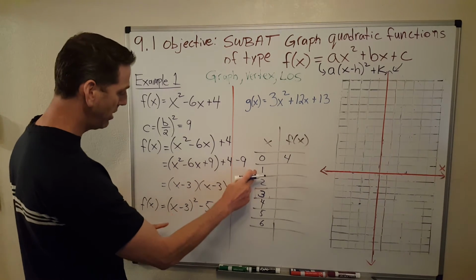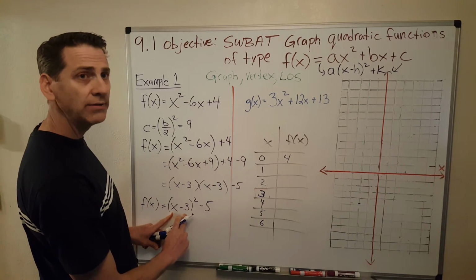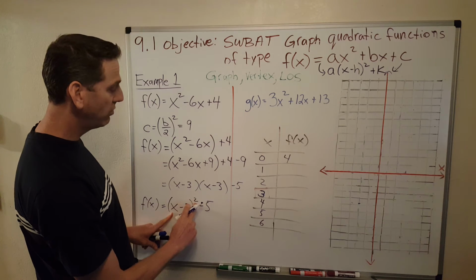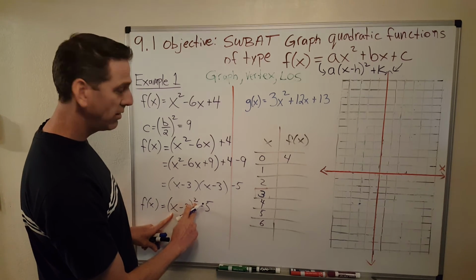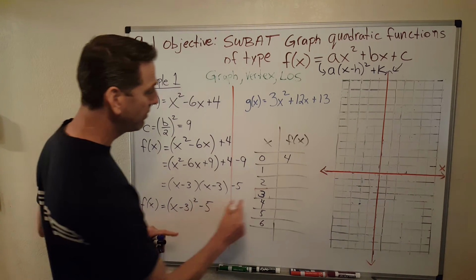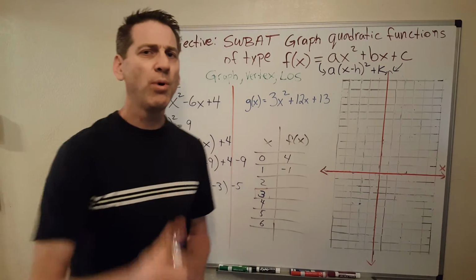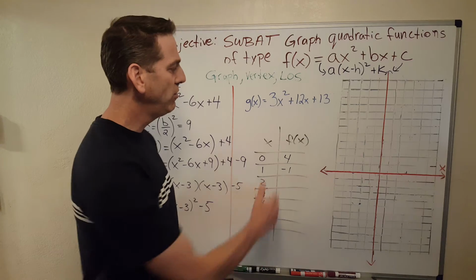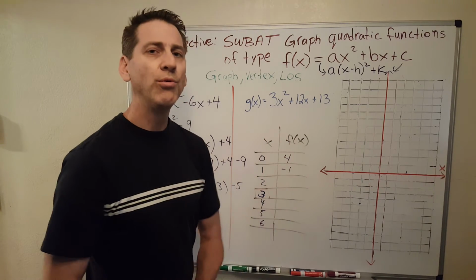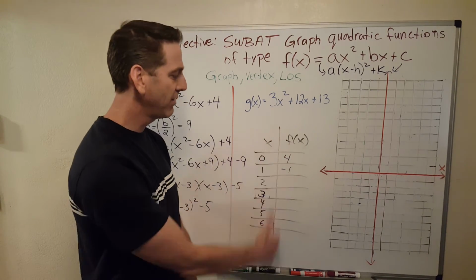At x equals 1, 1 minus 3 is negative 2. Negative 2 squared is 4. 4 minus 5 is negative 1. Go ahead and pause the video right now and see if you can find the rest of these f of x values.